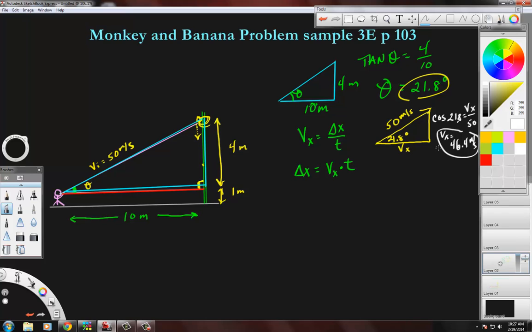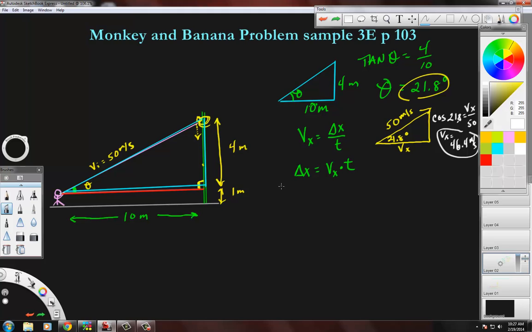Now be careful where you go labeling that, because if I start writing 46.4 all over my triangle, it's going to be a big old mess. So be really careful what you write, unless you're going to redraw this a few times, which probably wouldn't be a bad idea.